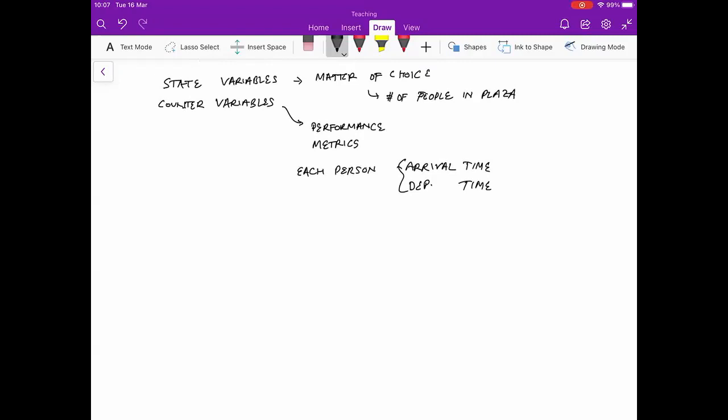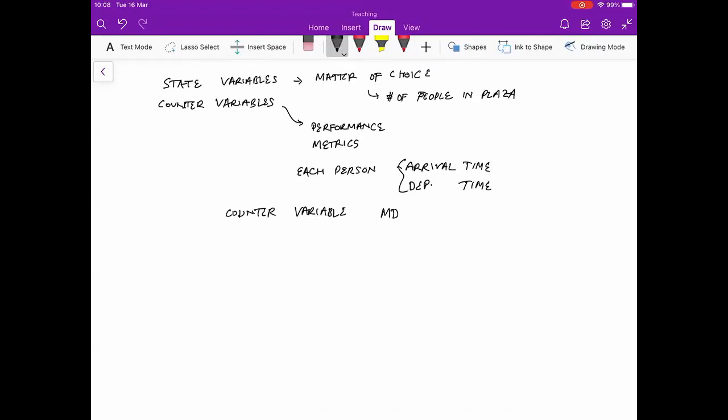You can make things a bit more complex. You can say, well, I don't need to know... So let's say that I have a counter variable, which is, let's say, the mean delay. So let's just call that MD for mean delay.